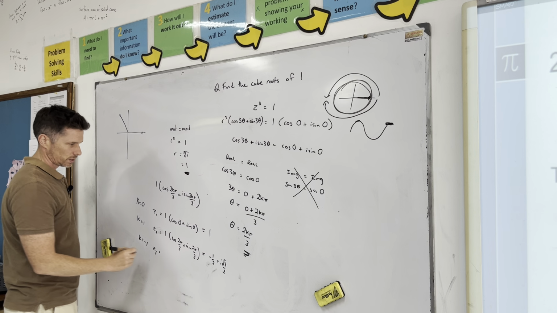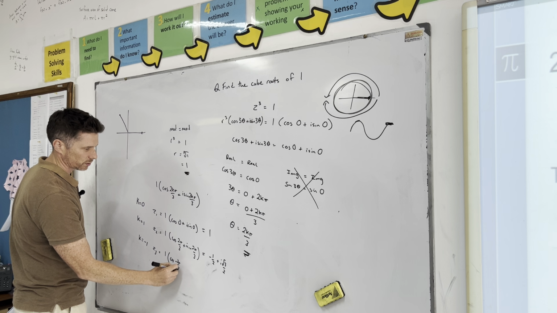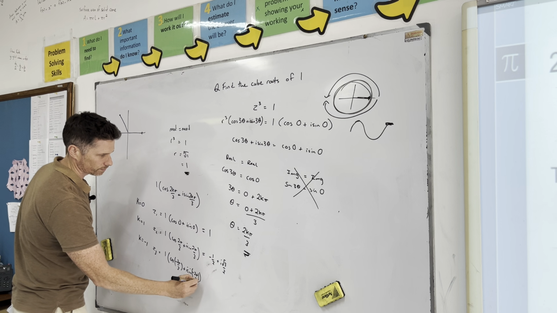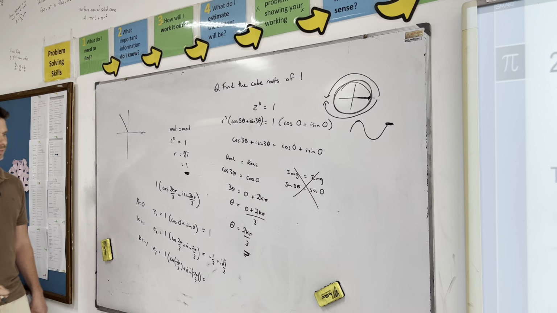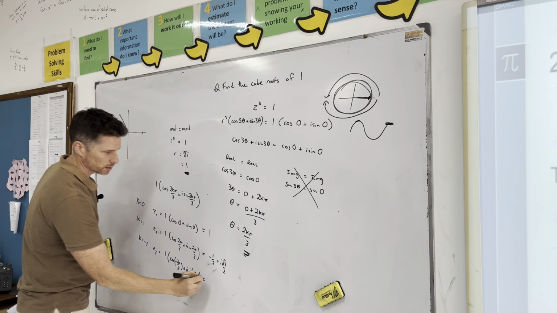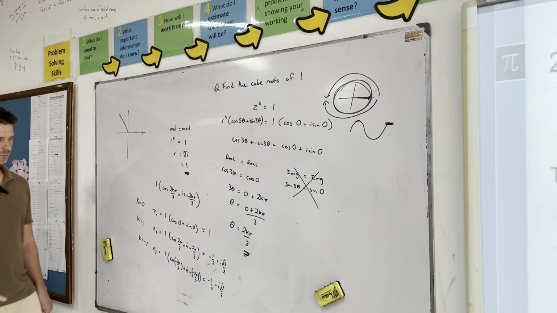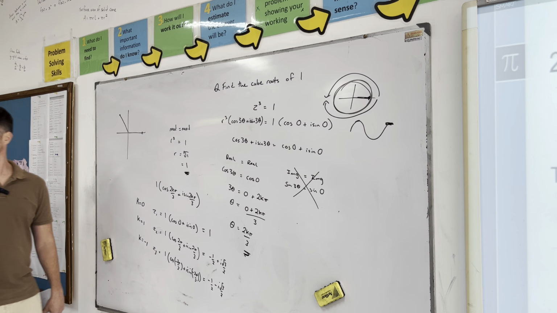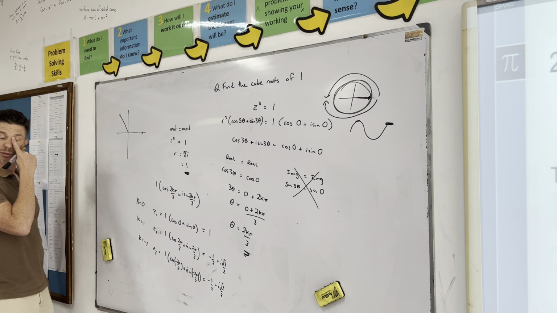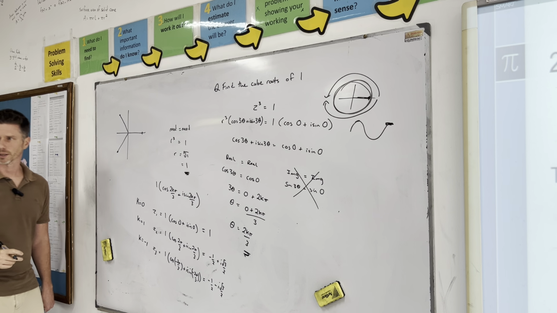So minus 2 pi. We've got minus 1 in here, so that's going to be cos of minus 2 pi over 3 plus i sine of minus 2 pi over 3. That's minus a half minus i root 3 over 2. You need to get really good at those trigonometry values. That's the third quadrant, yeah.